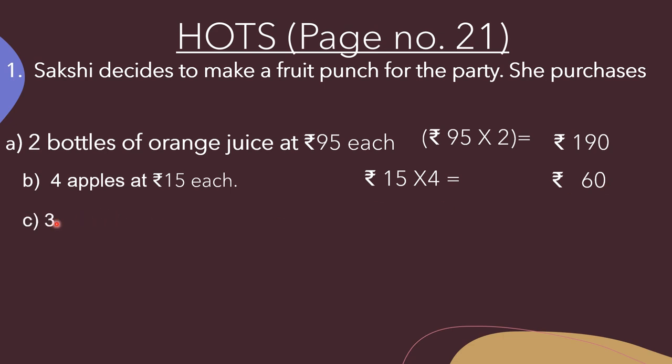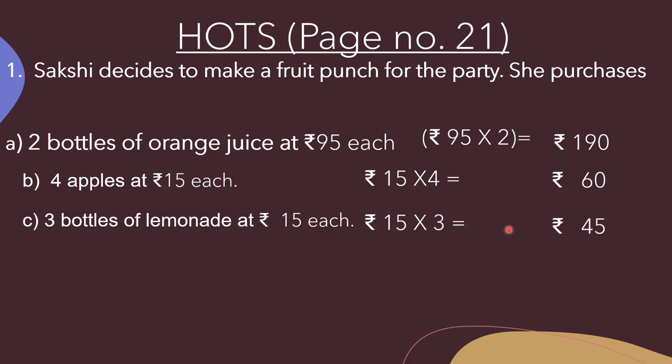Now in C part, it is given 3 bottles of lemonade at ₹15 each. ठीक है, उसने नींबू पानी लिया 15 रुपीज ईच का. 3 bottles उसने परचेज की. So to find out the money spent on lemonade, we will multiply 15 by 3, and that is equal to ₹45.